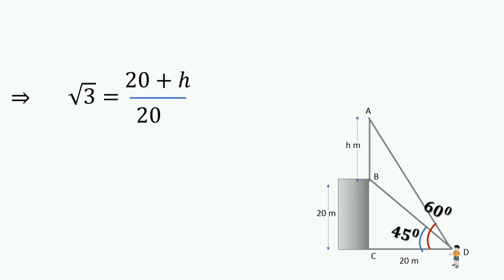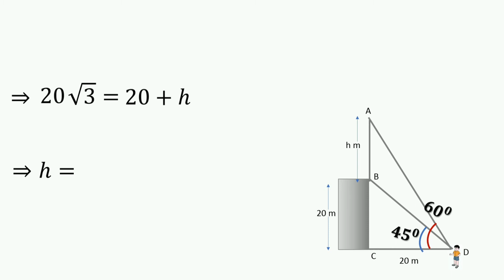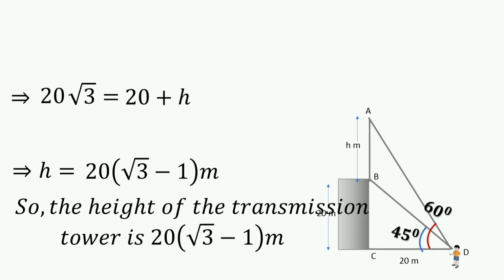Rest is mathematics. You can transpose 20 to the left hand side. 20 root 3 is equal to 20 plus h. So we can derive the value of h here. 20 root 3 minus 20, which is equal to 20 into (root 3 minus 1) meters. So the height of the transmission tower is 20 into (root 3 minus 1) meters.